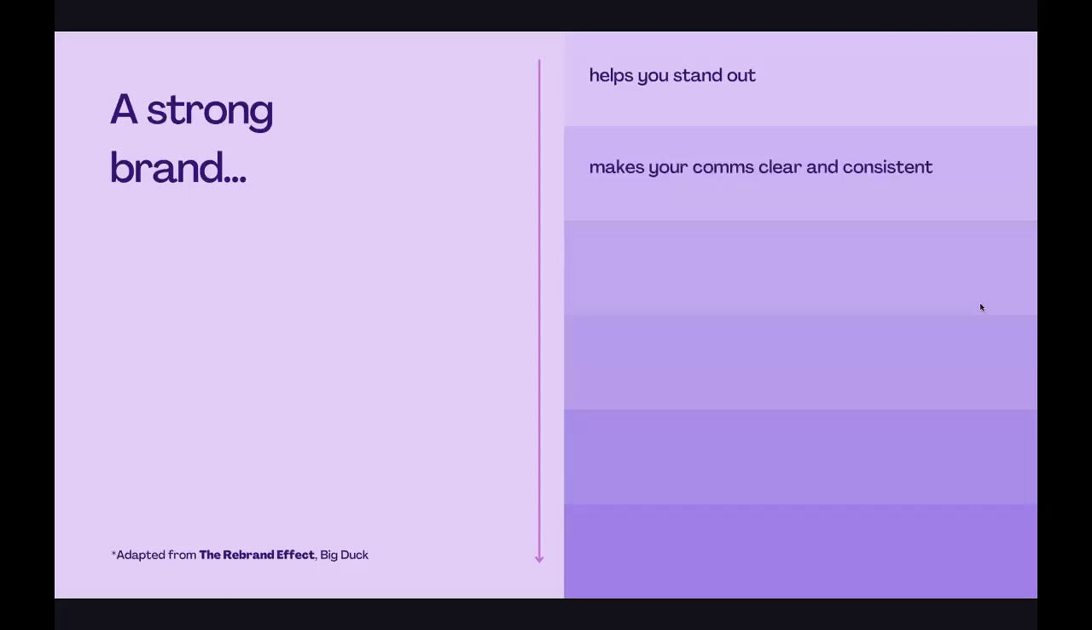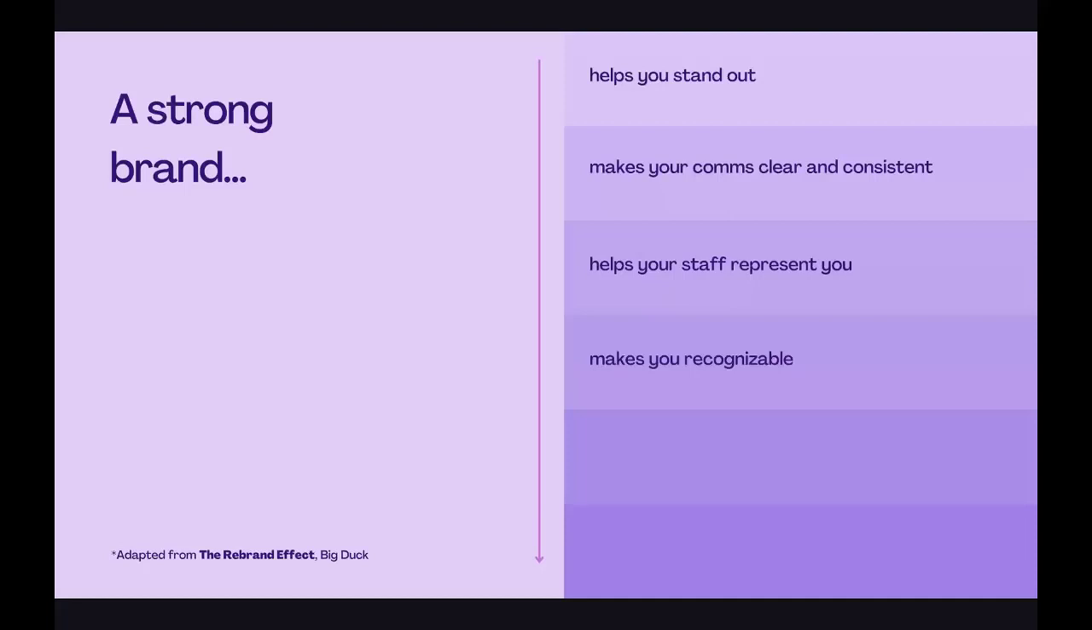Also, having a strong brand makes your communications clear and consistent, which is incredibly important because that as well helps you stand out. But having a strong brand is not just important externally for your audience, it also helps create internal consistency. If you have staff, maybe your nonprofit has offices in different countries or in different cities in the same country. Maybe you work with volunteers, you work with contractors. And so having a strong brand also helps you and all the people that work with you for your nonprofit represent your brand in the best possible way and in a consistent way.